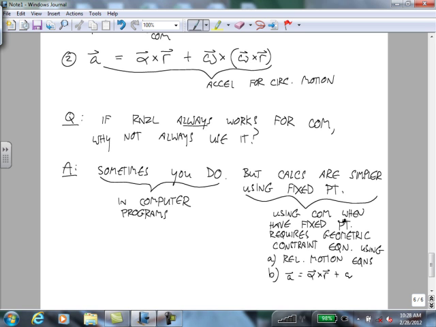These constraint equations are going to use the relative motion equations. And they're also going to use that circular motion equation.